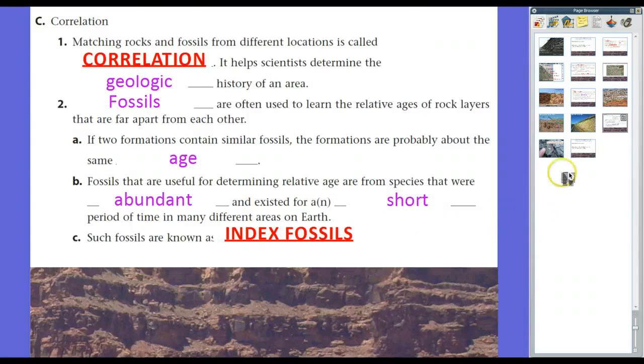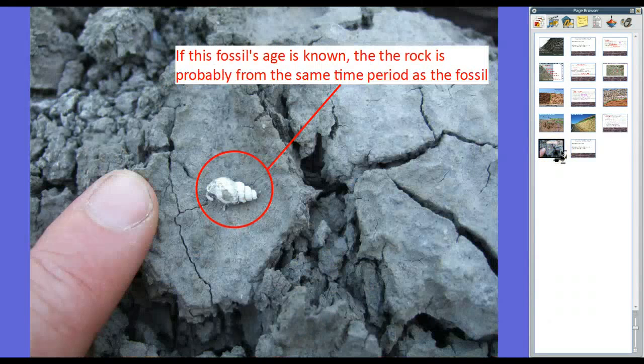So, let's finish off this lesson. Here's an example, okay? If we know the age of this fossil right here, in this rock, the rock is probably from the same time period as the fossil. Okay, so this would be known as an index fossil, used to index the age of this rock.